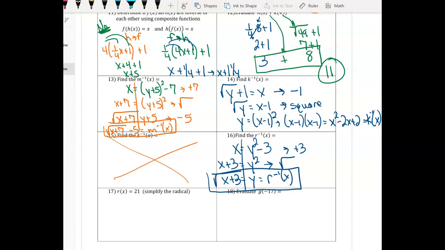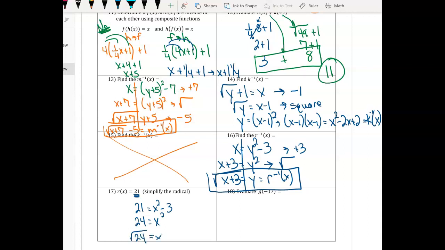Okay, next one, we're going to go to r of x, same equation, but the regular one. And we want to make y, or r of x, equal 21. So it's going to be 21 equals x squared minus 3. So I'm going to add 3. Then I'm going to square root.